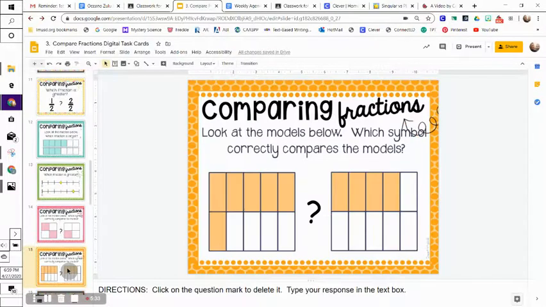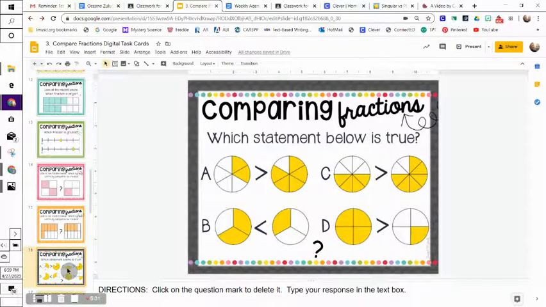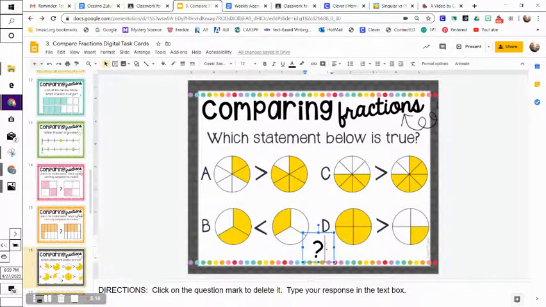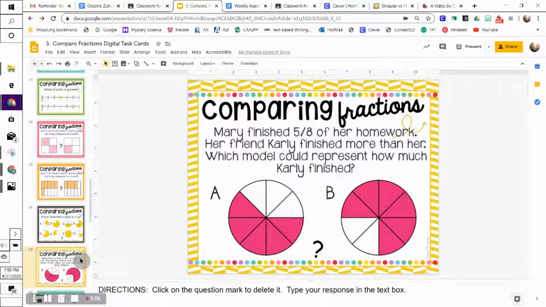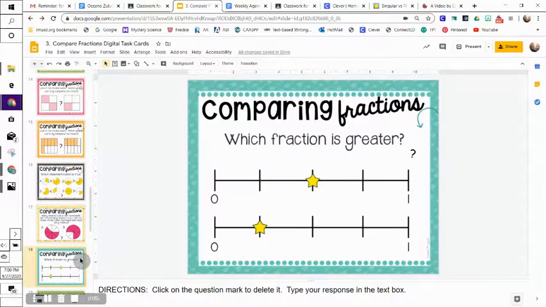Moving down, kind of all the same here. Here's a little bit of a different one. Here it says, which statement below is true? So you're going to look and compare this fraction for A to this one. Look at B, look at C, look at D, and then where this question mark is, you'll delete it and put a letter there, A, B, C, or D, depending on which statement is true. Okay. Let's see. That one's a good one. You guys can do that one on your own.